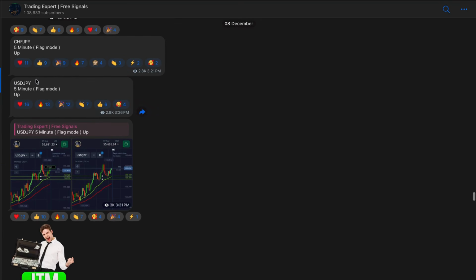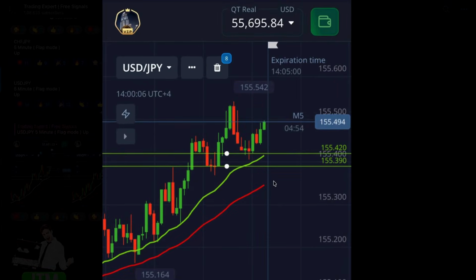Then the next signal was for USDJPY 5 minutes up, the flag mode. This was a very good win. Here you can just check out. I've marked the support level. The price touched the support level and retraced, and there was an uptrend going on.